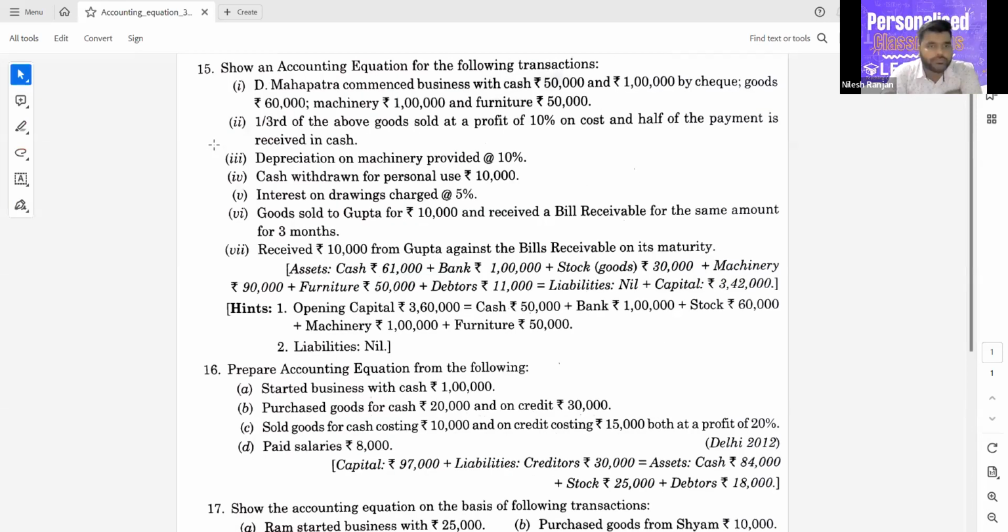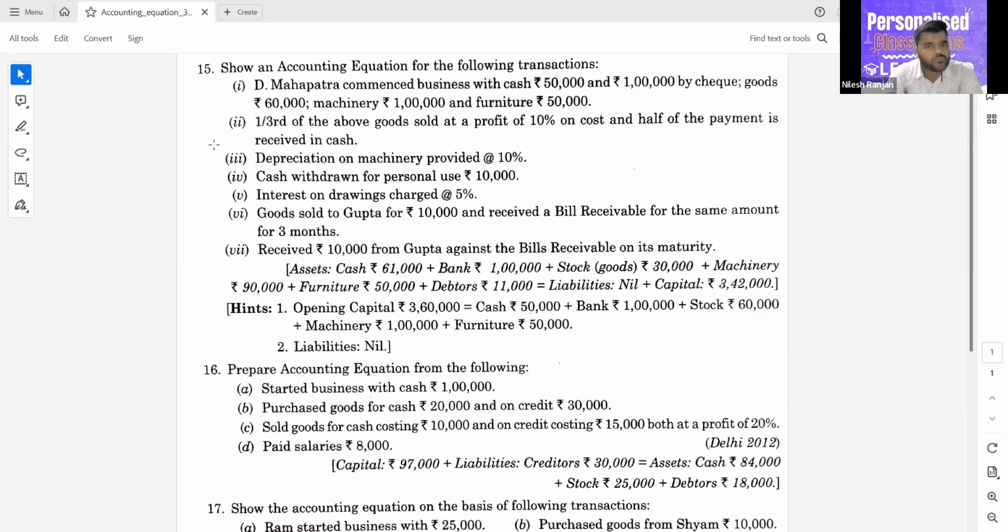Okay, question number 15. Please read the question. Okay, sir. Mahapatra commenced business with cash 50,000 and 1 lakh by check, goods 60,000, machinery 1 lakh, and furniture 50,000.